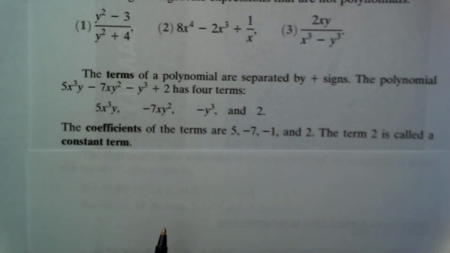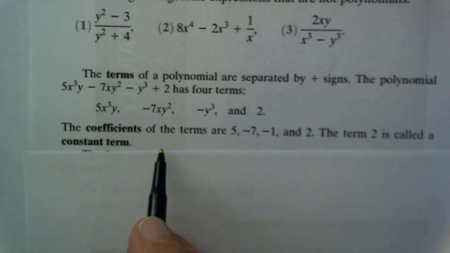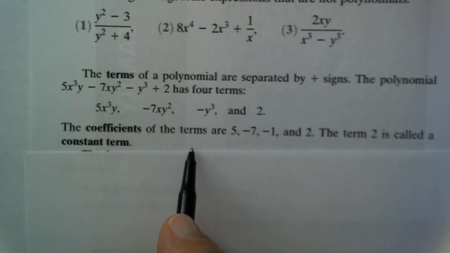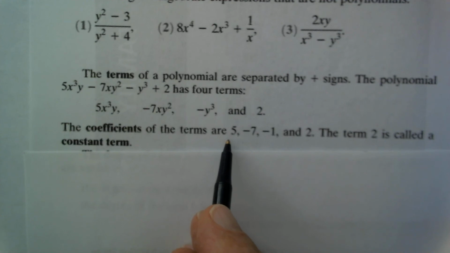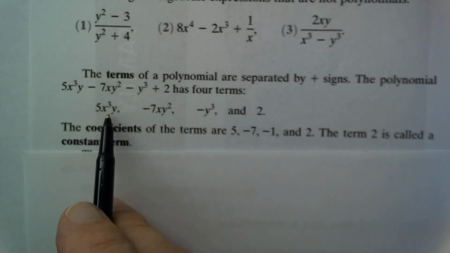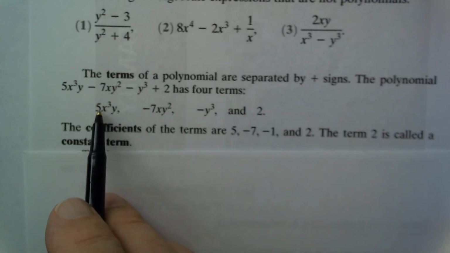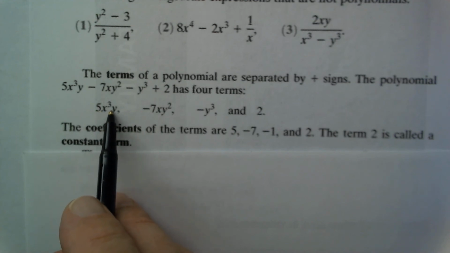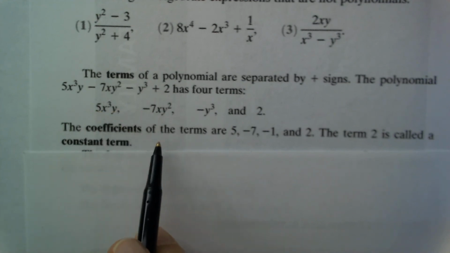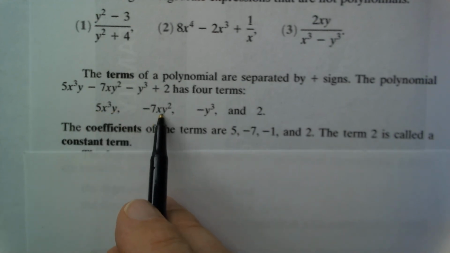Here's some other definitions of terms. A very important definition would be that of a coefficient. The coefficient of a term is the number that multiplies a variable. So for these terms, 5 is a coefficient of x to the third y. And minus 7 is a coefficient of the next term.